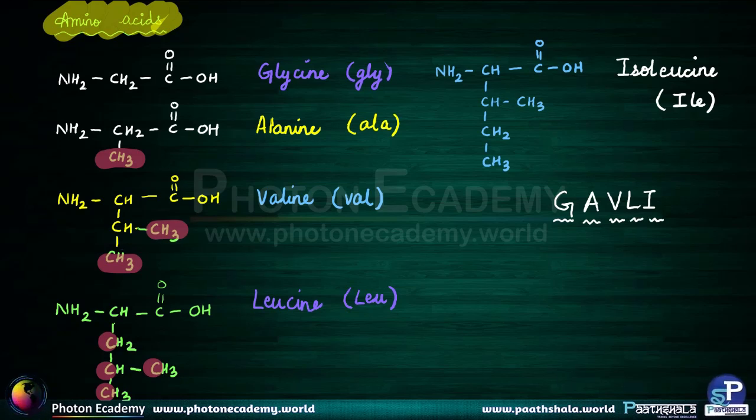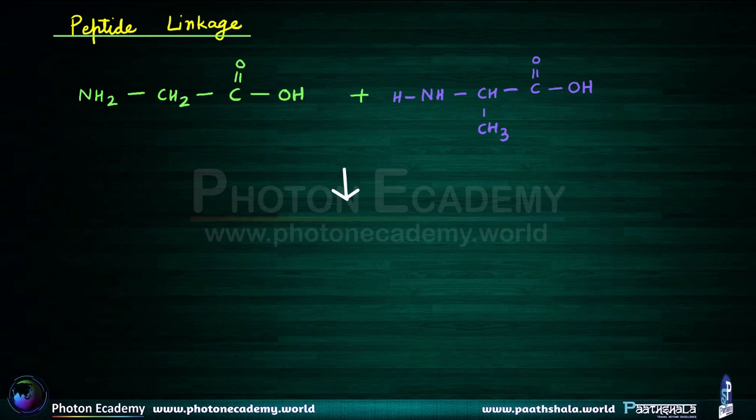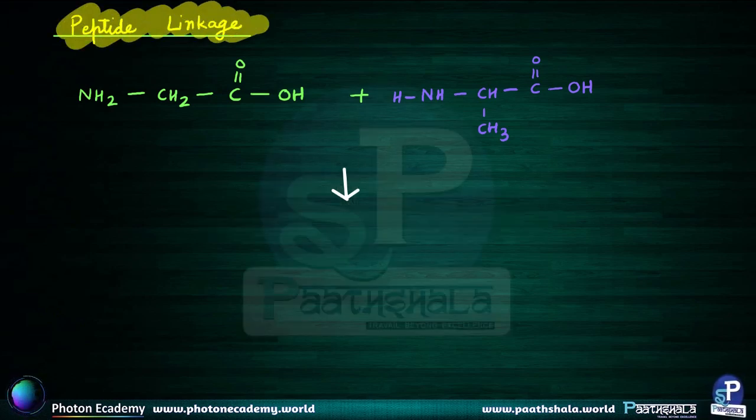So now, keeping these amino acids in mind, we next move on to the peptide linkage. Now, what is a peptide linkage? Let us take for instance that over here we have glycine, and on the right hand side we have alanine.